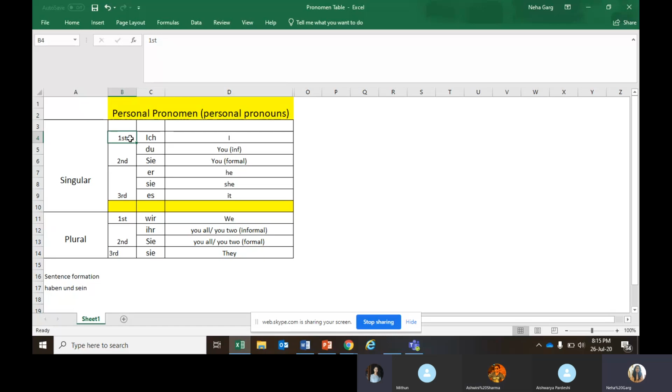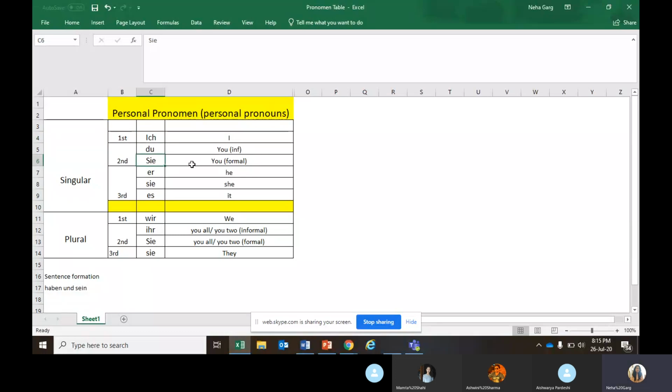Then for you, who is a second person, we would be saying du. Is it du? Like drei, du. So when we are speaking in an informal way, let's say to any family member or our siblings or our friends, we use du. But in order to make it formal, we say Sie.